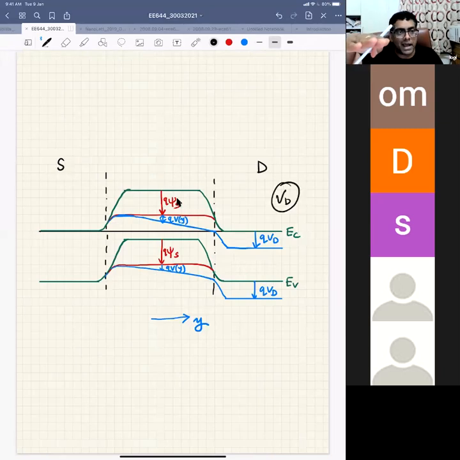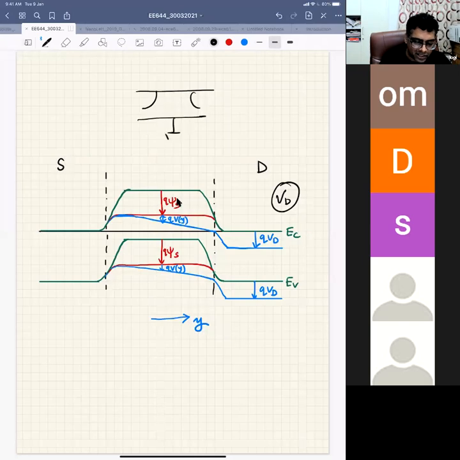That means my bands on the drain side are pushed down by QVD, right? So energy is minus Q times VD. So VD is positive, the energy is negative, so your bands will be pulled down, right? So your EC on the drain side will pull down by QVD, but your source side is not changing. Your VS is at ground. Your body is ground, on the drain you are giving a voltage of VD, but source is at ground. This is your VG, right?